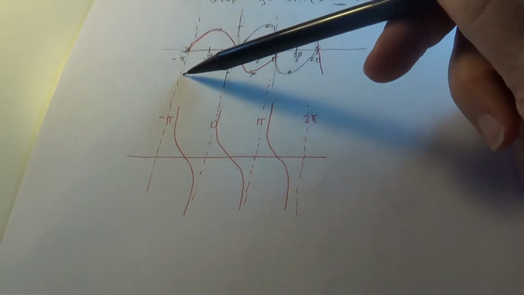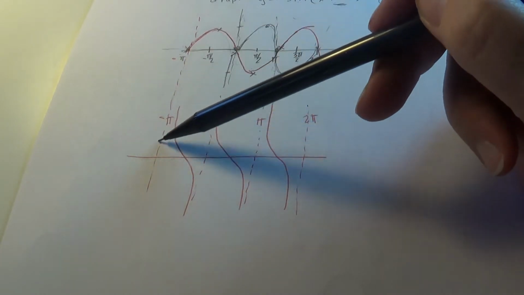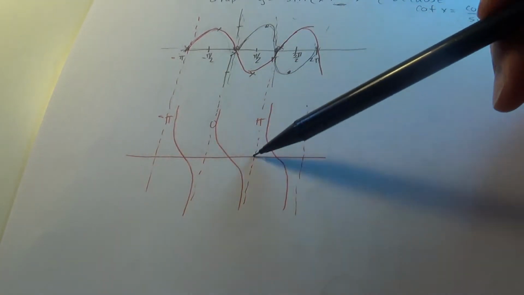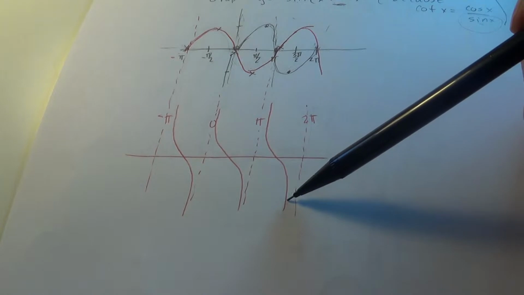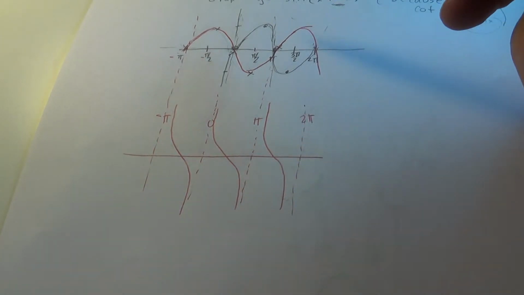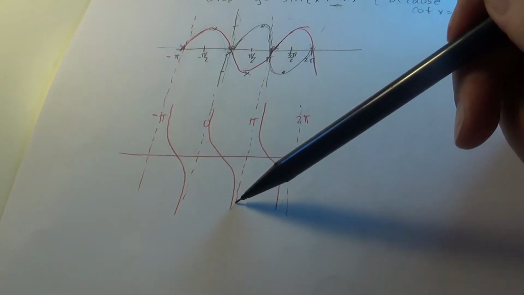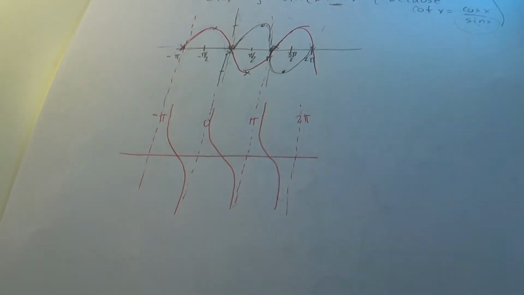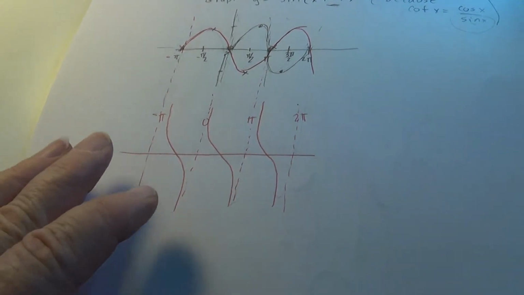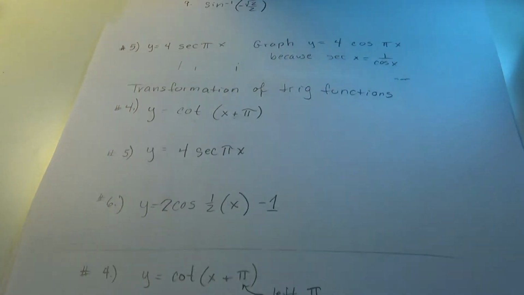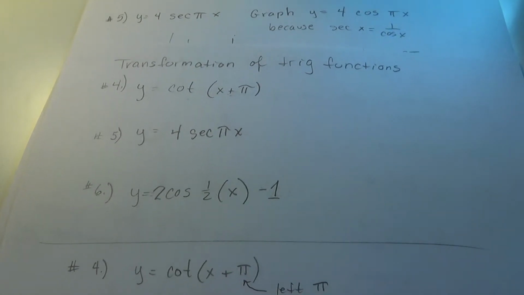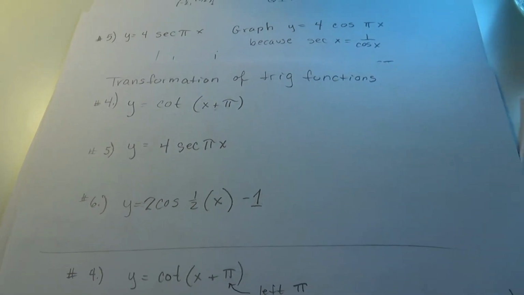Let us notice the negative pi, 0, pi, and 2 pi. You don't have to put all of them in, but a couple, at least 2. And remember, cotangent is the backwards snake. Alright, so that was number 4. Number 5 is y equals 4 secant pi x. Let me see where I put that one.